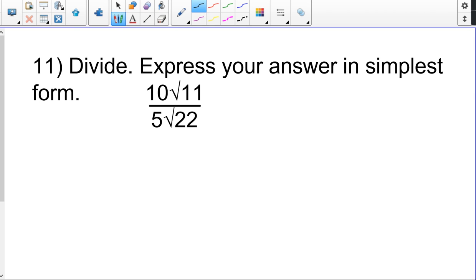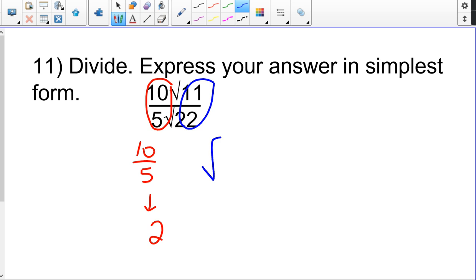Question 11, divide, express your answer in simplest form. So this is similar to multiplication because we're going to look at outsides with outsides, insides with insides. So first we're dividing those outsides. 10 divided by 5. 10 divided by 5 is 2. Okay? Then we're dividing the insides.